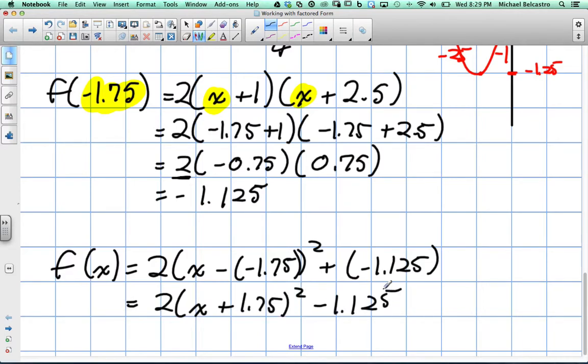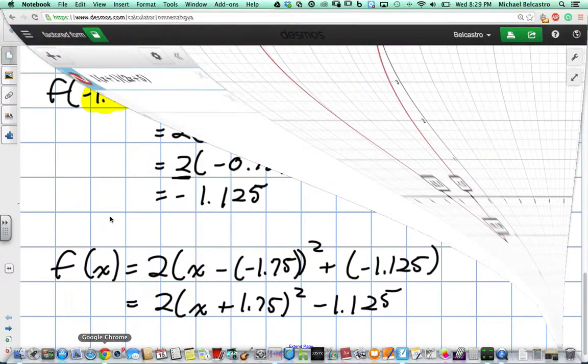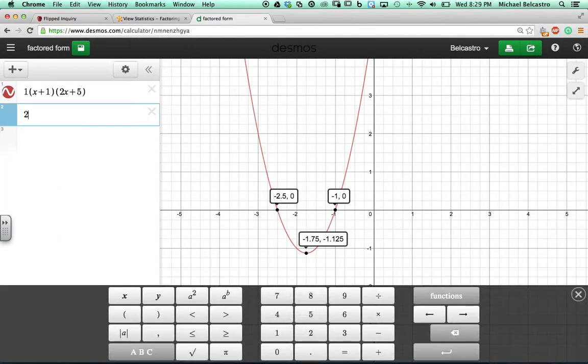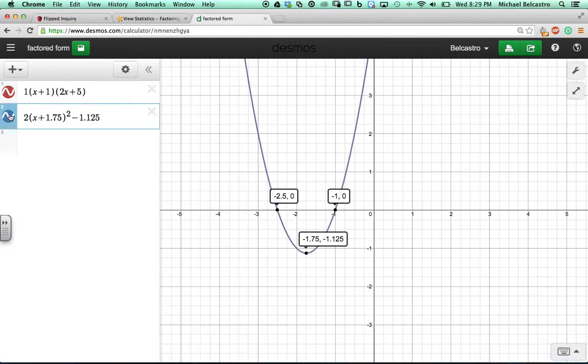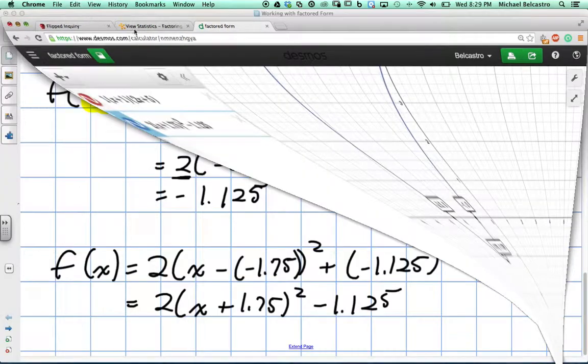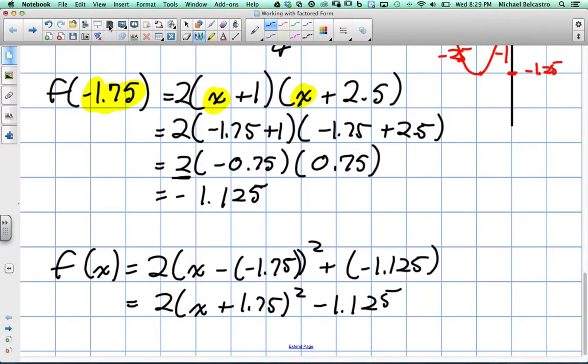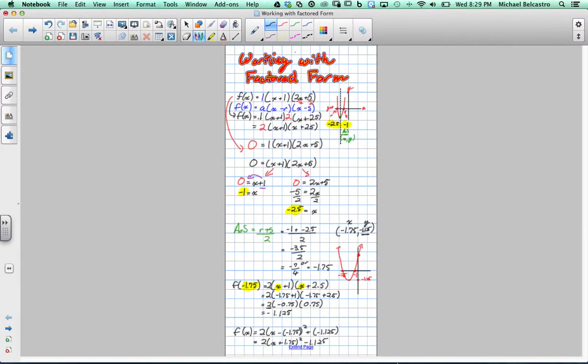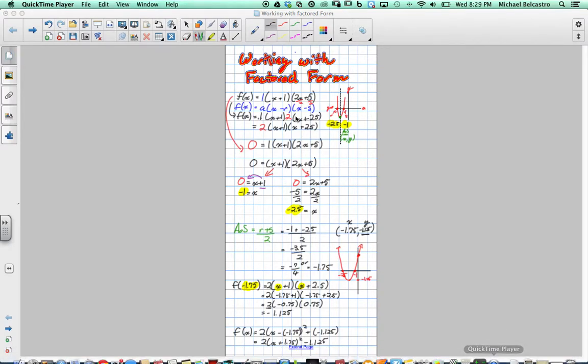And if I quickly show that, essentially I just took the values. Were you okay with that? Plugging them in for h and k. If I just type it in here, 2 times x plus 1.75 squared minus 1.125, and we take a look, turn the blue off, it's the exact same function. So we can quickly go to that other version of it. I know that was a long one, but lots of ideas all together. It can tell you so much information in the factored form.